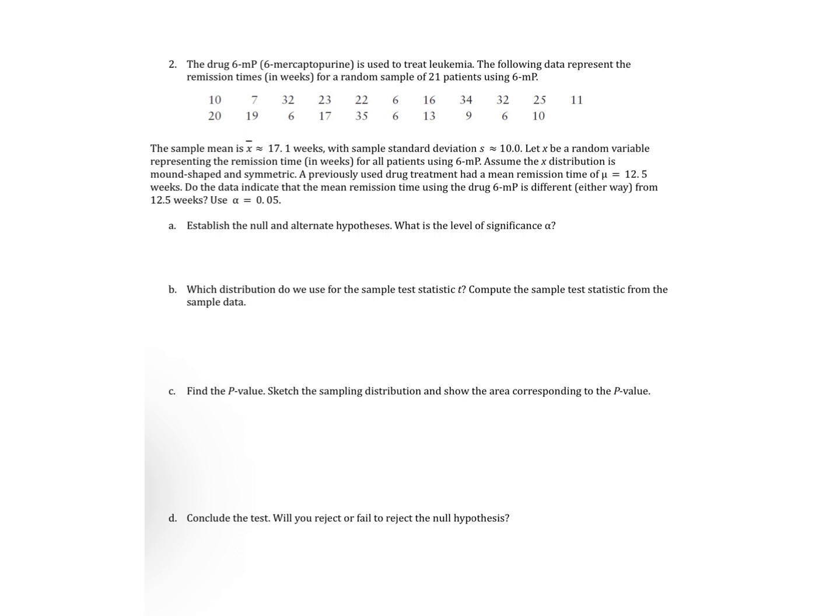Part A, establish the null and alternate hypotheses. What is the level of significance? For the null hypothesis, H sub 0, we're looking for an existing mean or a previous mean. Well, it says a previous drug had a mean remission time of mu equal to 12.5. That's our null hypothesis. We're going to be testing to see if this new drug has a different mean. So our alternate hypothesis, H1, we're testing to see if it's different either way.